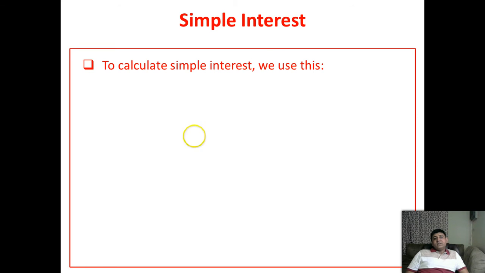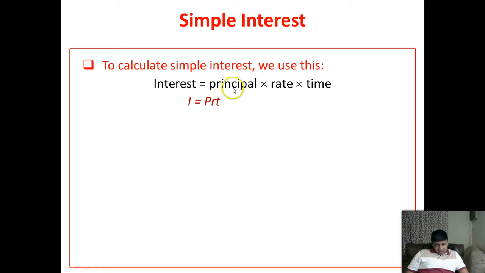To calculate simple interest on a given account, we will use this formula. The formula says that the interest is equal to principal, the original amount you started with, multiplied by the interest rate, whatever rate you and the bank decided, and time. In mathematical terms, it is I for interest equals PRT. So this is the formula. We'll multiply three things: time, rate, and the original amount.